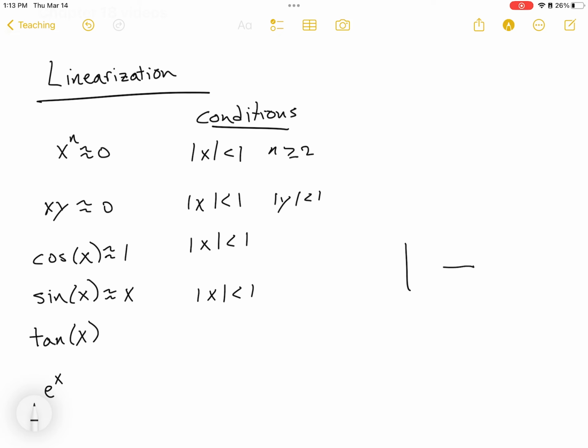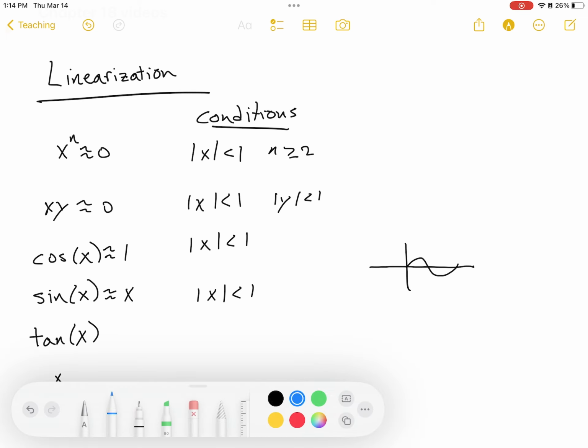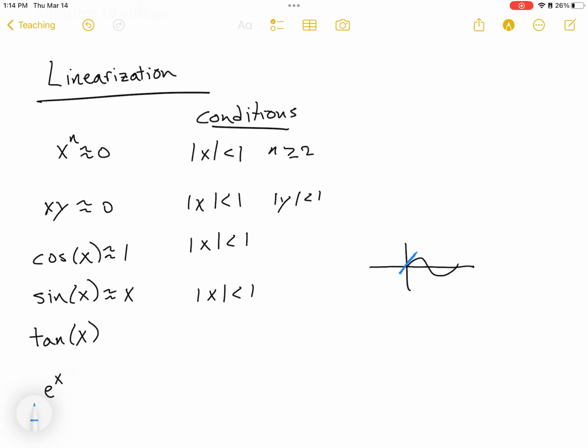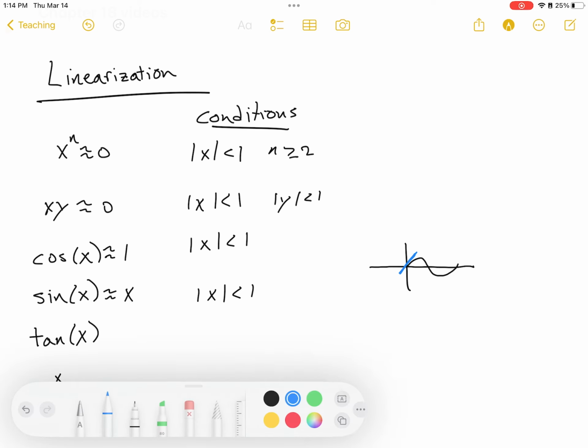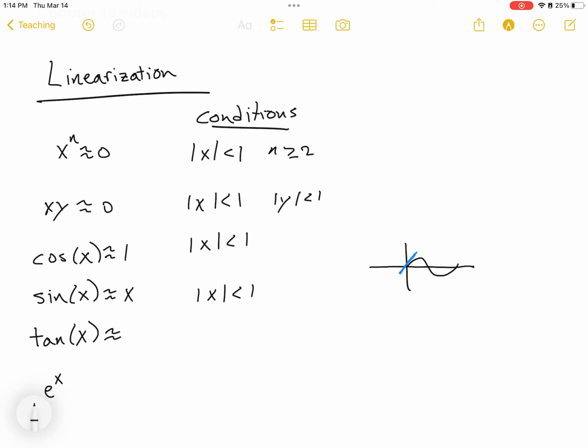I'll go ahead and draw that picture. If you have the sine of x right here, when x is small, the derivative and the slope of that line is equal to 1. So for small values of x, you're following along with that straight line y equal to x. So the linearized approximation of sine of x is just x. Same for tangent, it is approximately equal to x if x is less than 1. And e to the x is approximately equal to 1 plus x for x less than 1.